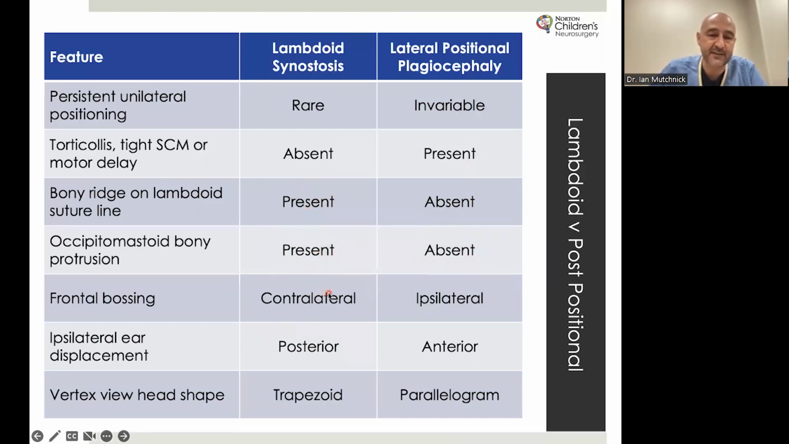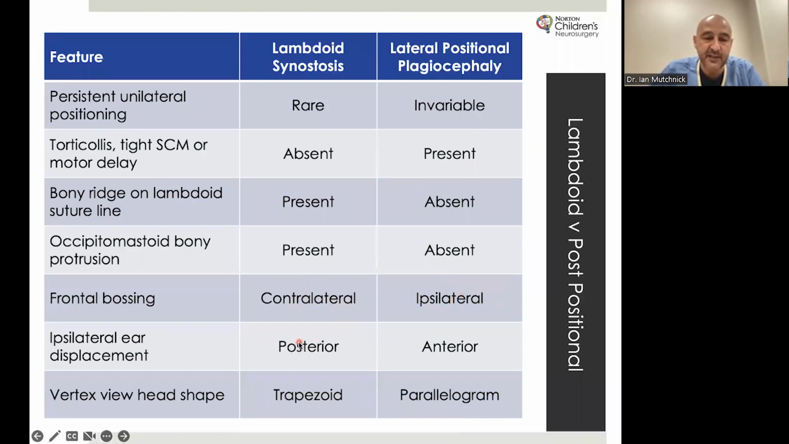Frontal bossing happens contralaterally with synostosis, and it's ipsilateral with positional plagiocephaly. If you look at the flattening in the occipitoparietal region and there's frontal bossing on the other side, that's a strong indication that you should send the kiddo to us. If it's on the same side, like that forehead just got pushed forward, just like the back got flattened, that's a strong indication that it's positional.